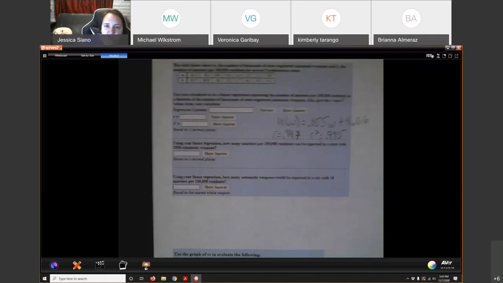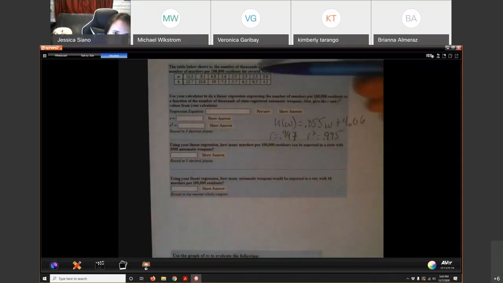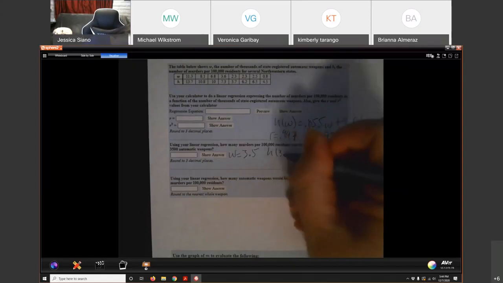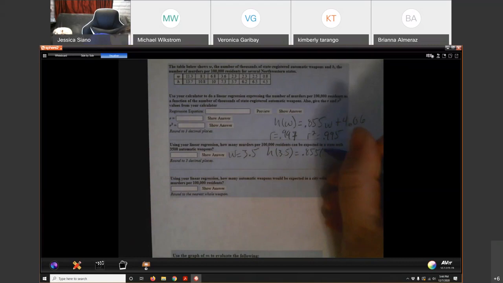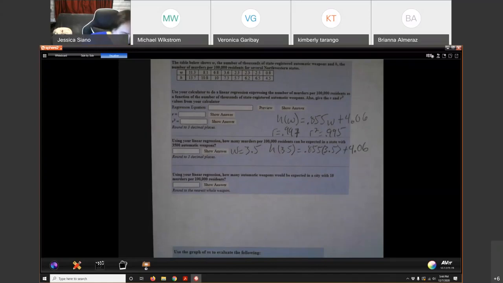Using your linear regression, how many murders per 100,000 residents can be expected in a state with 3,500 automatic weapons? Now, they round that 3,500 to thousands. So when we put it in, we're going to make W 3.5. So then H of 3.5 is going to be 0.855 times 3.5 plus 4.06. I'm just going to put that in my calculator.